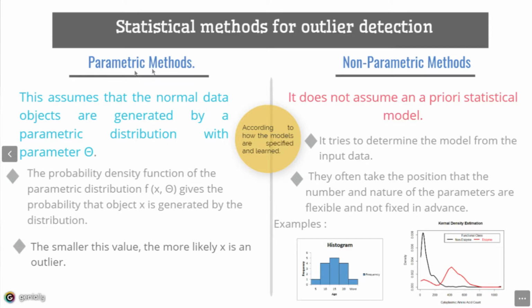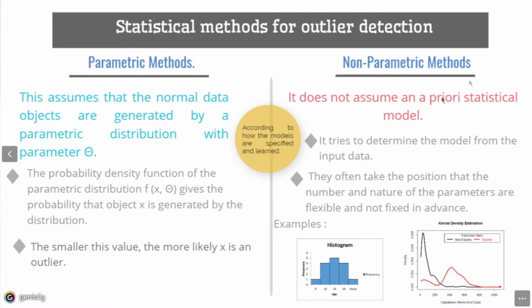A parametric method assumes that the normal data objects are generated by a parametric distribution with parameter theta. The probability density function of the parametric distribution f(x, theta) gives the probability that object x is generated by the distribution. The smaller this value is, the more likely x is an outlier.